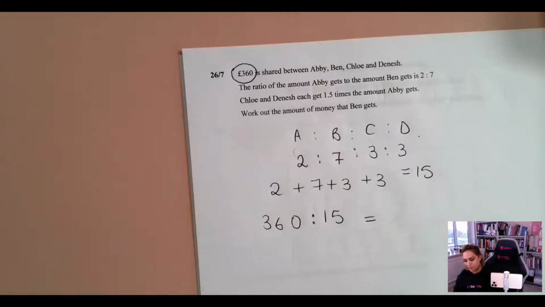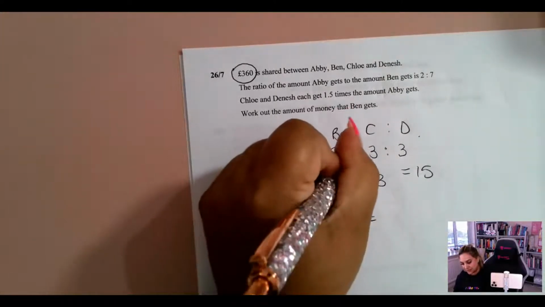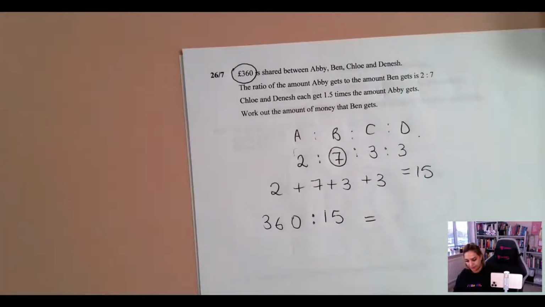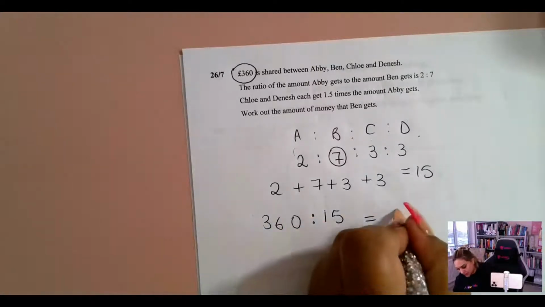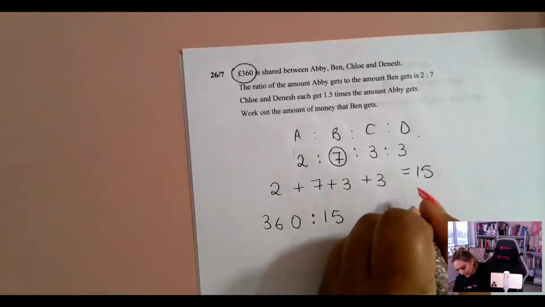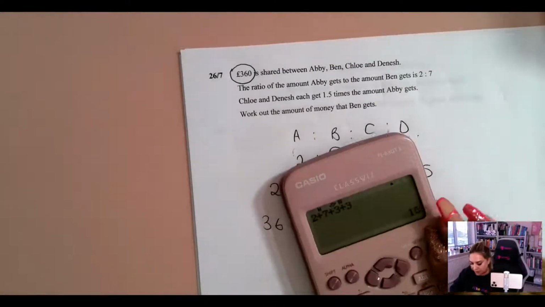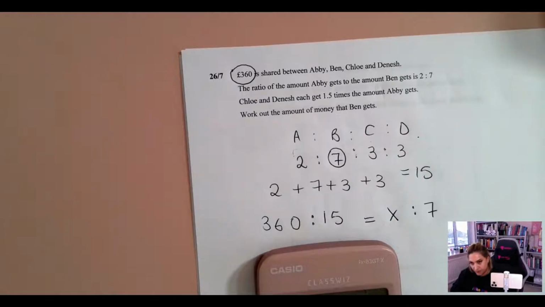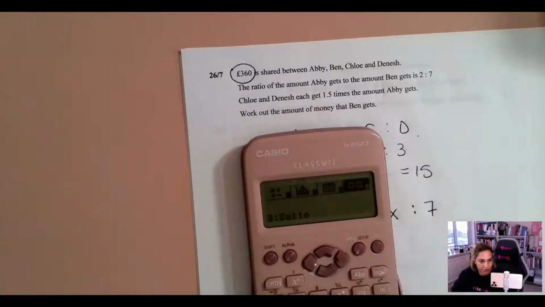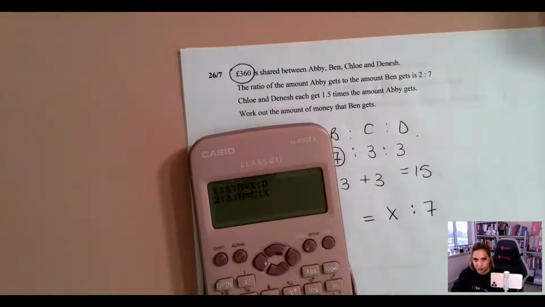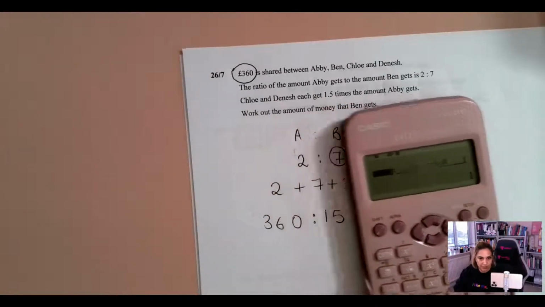We want to know what Ben's is, which is the 7, right? And what we want to know is how much his is. So we're going to say, how much does he get? And it's 7. We grab our calculator, we go to the ratio mode, which is mode 4. We choose 1, because that's how we've set it up. And we plug the numbers in.